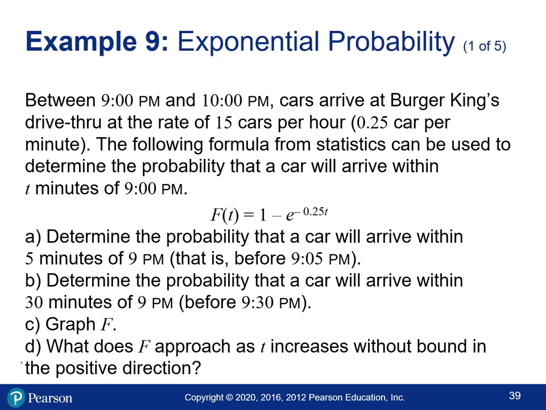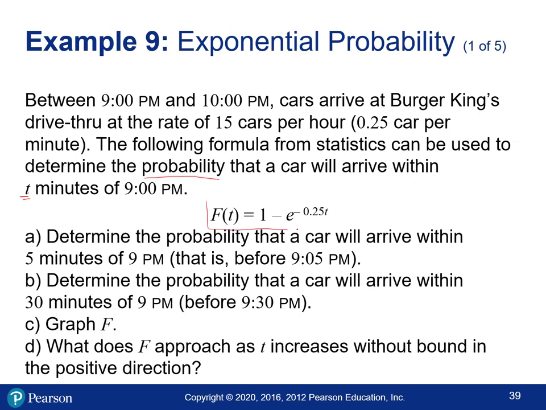Okay, let's do one last example. This one's an application problem. Between 9 and 10 p.m., cars arrive at a Burger King drive-thru at a rate of 15 cars per hour, or that's 0.25 cars per 1 minute. The following formula from statistics can be used to determine the probability that a car will arrive within t minutes of 9 o'clock.